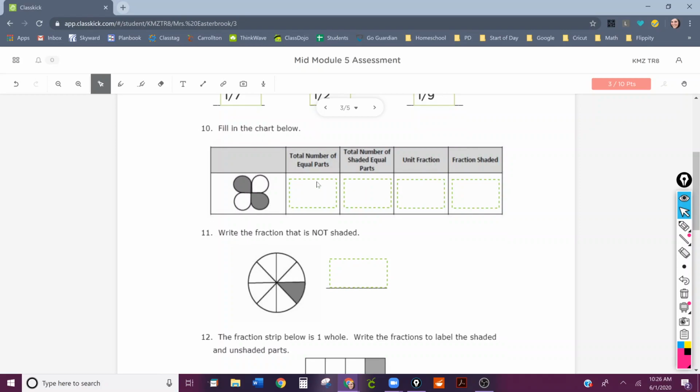Number 10, fill in the chart below. Total number of equal parts. There's 1, 2, 3, 4 equal parts.